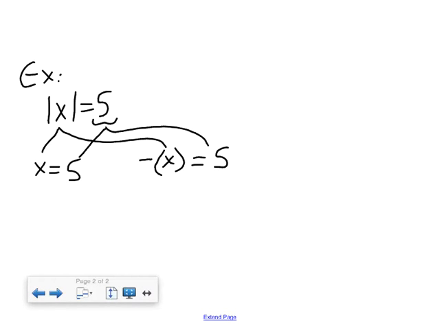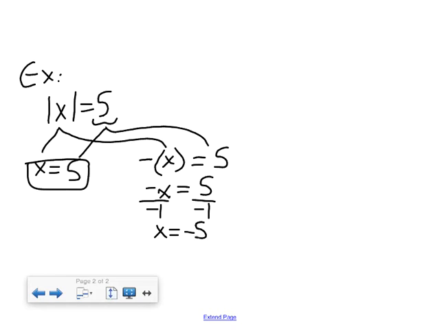Okay, so this first one is already solved for us, x equals 5. The second one here is just saying the opposite of x is equal to 5. So the way I would solve for x would be to divide by negative 1. So we would say x is equal to 5 divided by negative 1, which is negative 5. So we have two solutions here, 5 and negative 5.